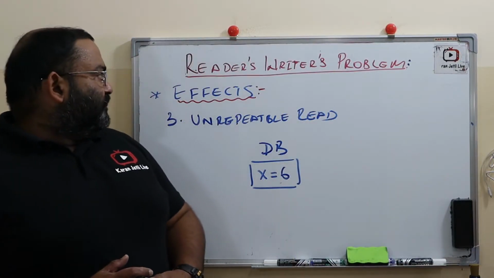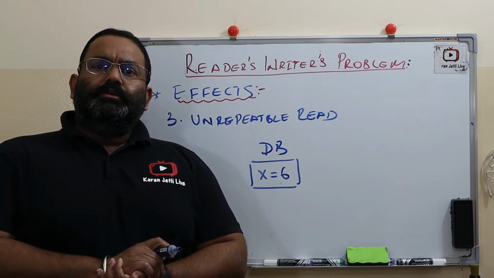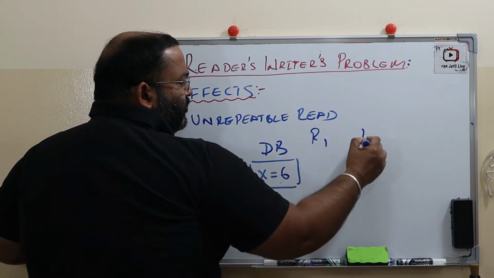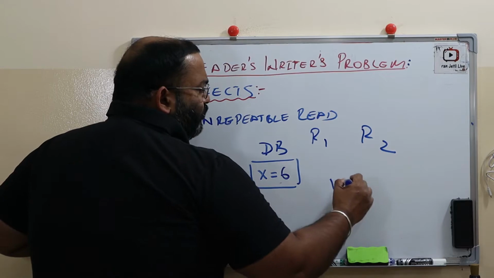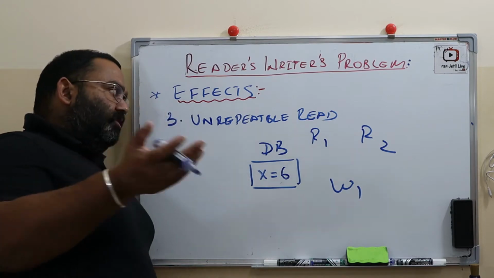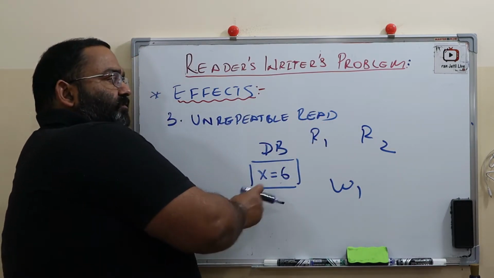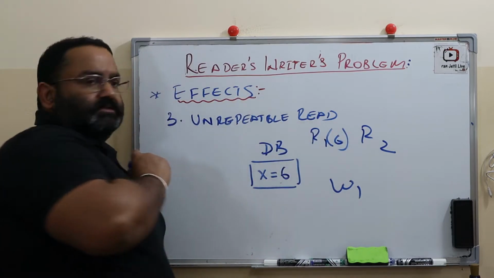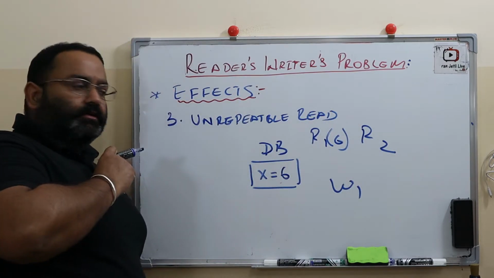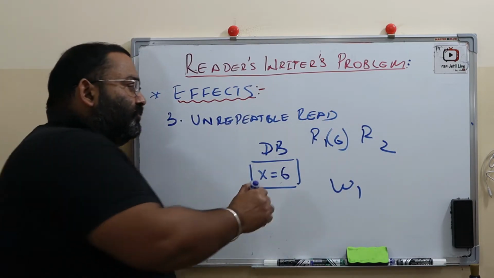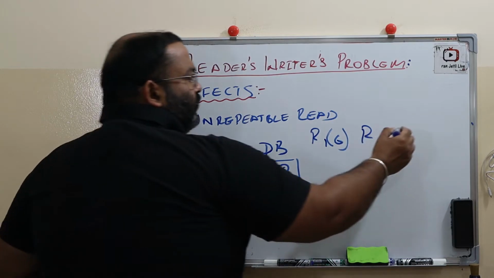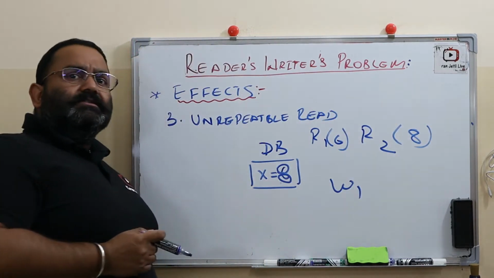Now guys, the third side effect is unrepeatable read. This is very simple to explain and understand. Suppose I have two readers, R1 and R2, and I have one writer also, W1. They all are running concurrently. First R1 reads the database and gets the value 6. Before R2 could do the read, W1 changed the value from 6 to 8. So what does R2 read? R2 reads it as 8.